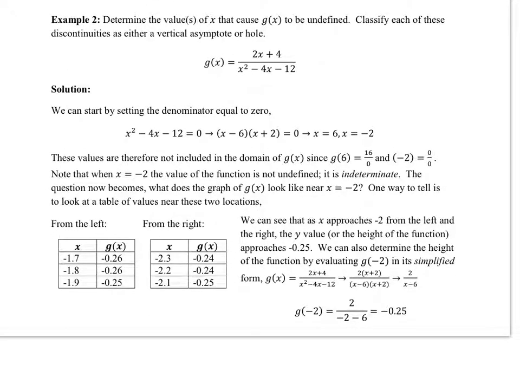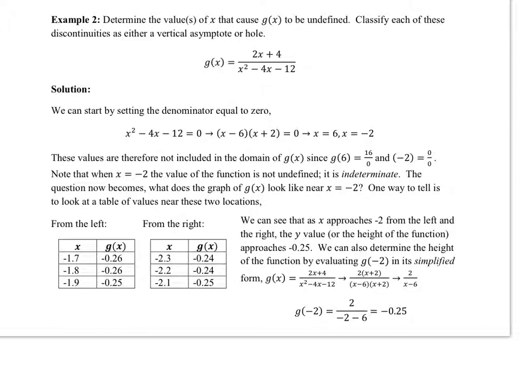First, start with determining the value of x that causes g of x to be undefined. Okay, we're going to classify them as an asymptote or a hole, and we'll talk about why they are what they are. So look at the denominator. What would make that denominator 0? How could you figure it out? 6 and negative 2. What did you do to do that? Factor. Factor your denominator. Write that down in big letters, please. Start the problem by factoring the denominator.